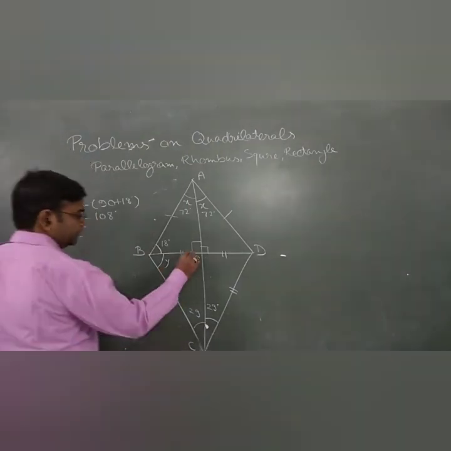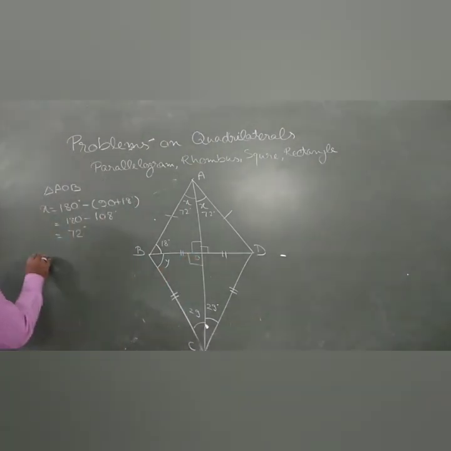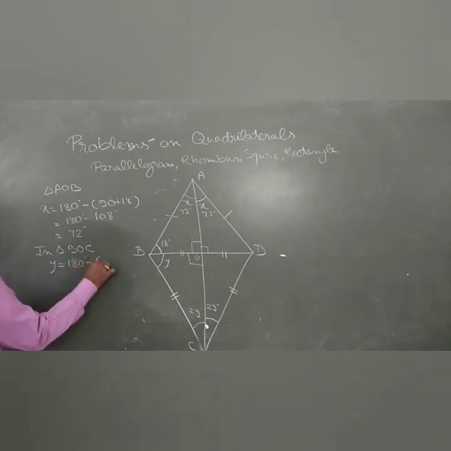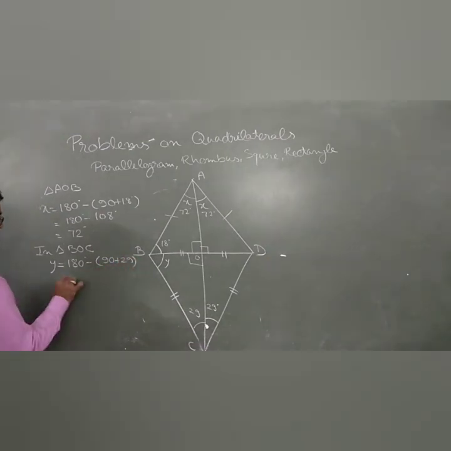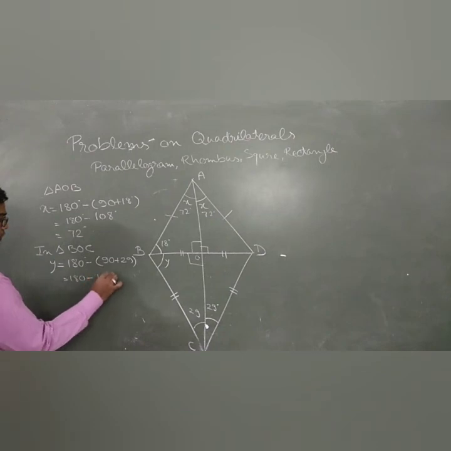Similarly we can find out this one is also 90 degrees. So in triangle BOC, y equals 180 degrees minus (90 plus 29). It's 180 degrees minus 119 degrees, 61 degrees. Clear? So likewise you can find out the values in other problems.